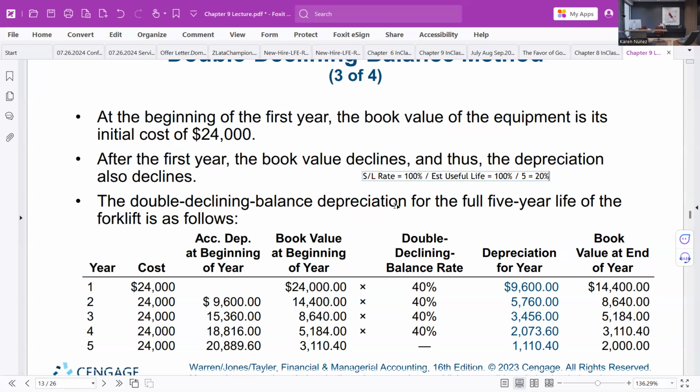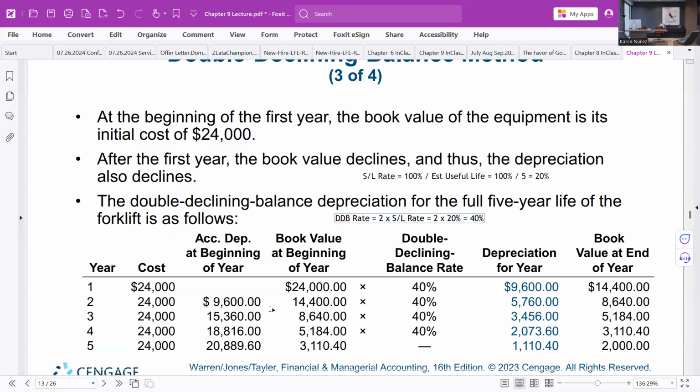And the double declining balance rate, so the DDB rate, is going to equal 2 times the straight line rate, which is going to equal 2 times 20%, or we've got a 40% DDB rate.